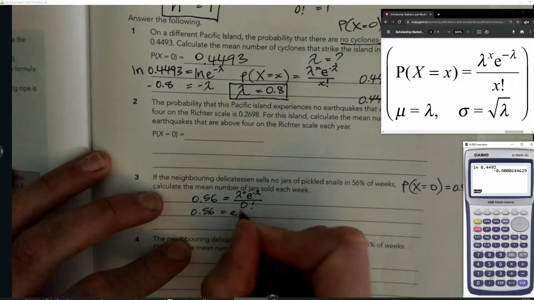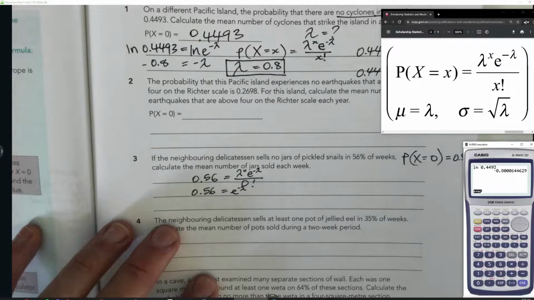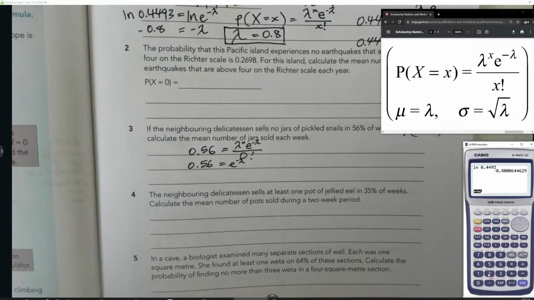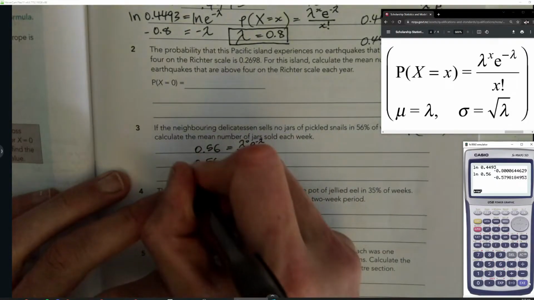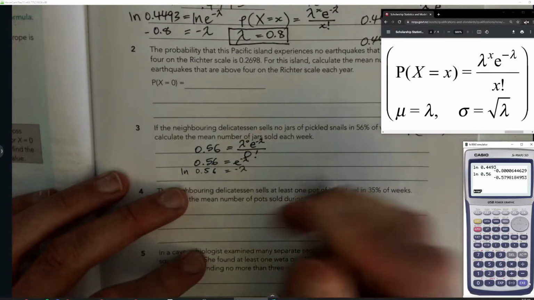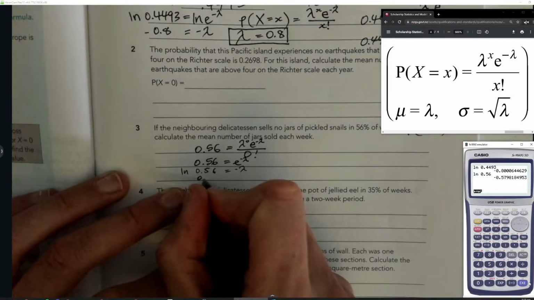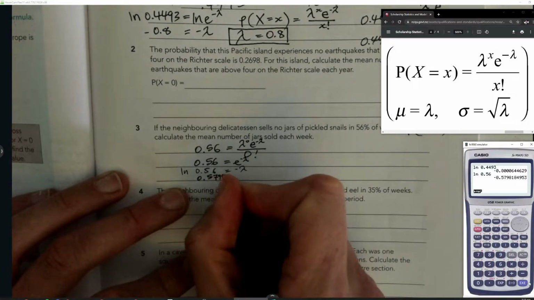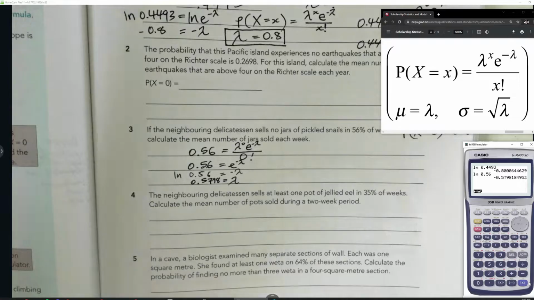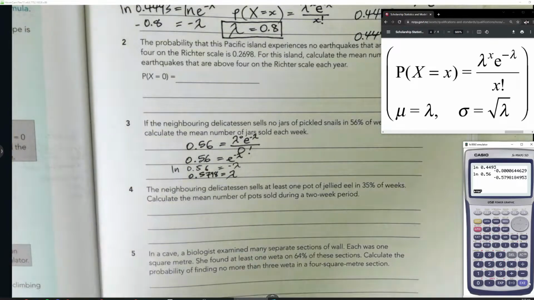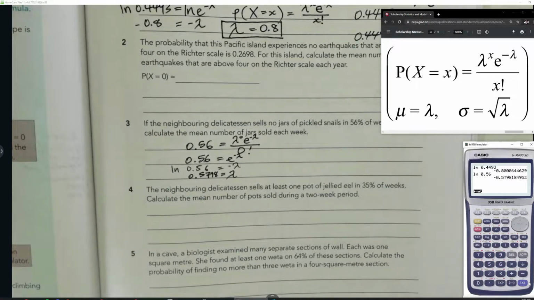0.56 equals e to the negative lambda. Don't get too confused by that. So then all we need to do is take the ln of both sides, ln of 0.56 equals negative lambda, so therefore 0.5798 equals lambda. That's it. That's all of the working that you need to do to get an excellence mark. And you get an excellence mark, you pretty much instantly pass your distributions exam.